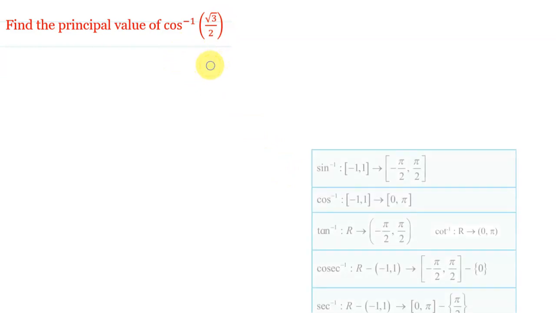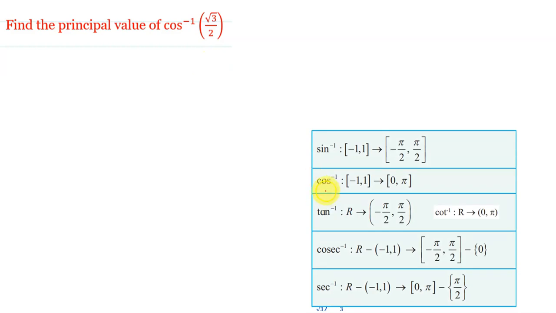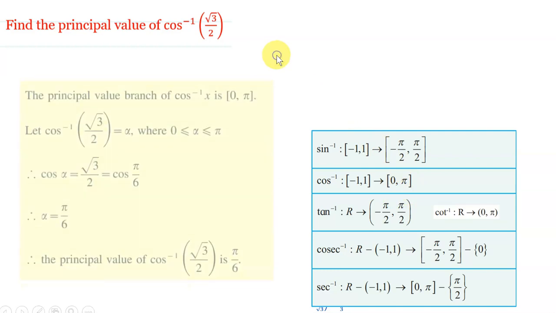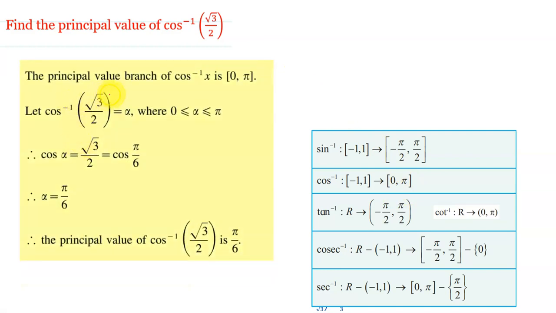Now the next question. Find the principal value of cos inverse of root 3 by 2. Now here, to find the principal value, cos inverse of x has values between 0 to pi, and that's why the principal branch of cos inverse of x is 0 to pi. Let cos inverse of root 3 by 2 be equal to alpha, where alpha lies between 0 to pi.